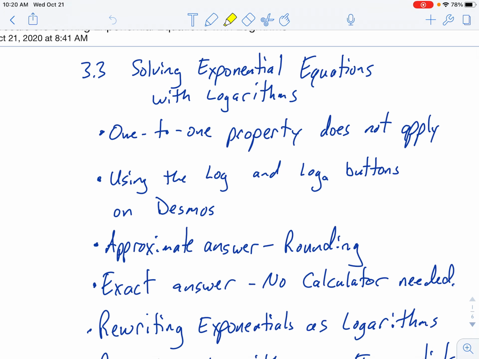So obviously, the reason we're doing this, hopefully is obvious, is that the 1-1 property does not always apply. You will have equations where you do not have the same base on each side, and there's no way to make them the same, no way to cancel them out. So that is a situation, and we're going to learn how to deal with that.